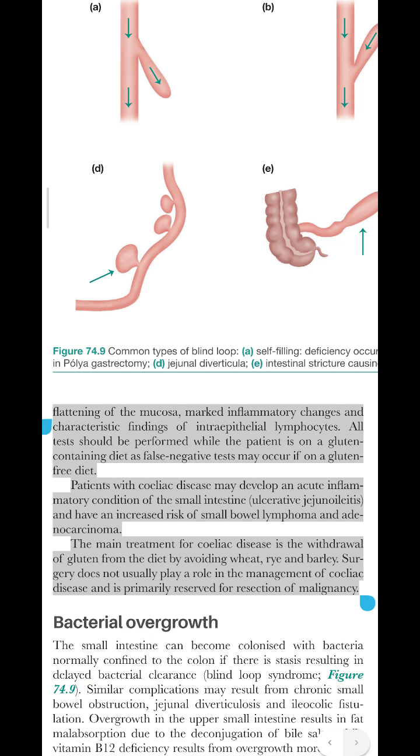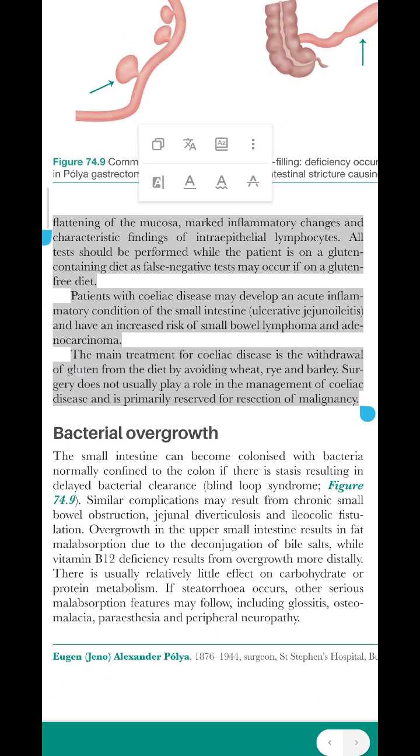All tests should be performed while the patient is on a gluten-containing diet, as false negative tests may occur if on a gluten-free diet. Patients with celiac disease may develop an acute inflammatory condition of the small intestine, ulcerative jejunoileitis, and have an increased risk of small bowel lymphoma and adenocarcinoma. The main treatment for celiac disease is the withdrawal of gluten from the diet by avoiding wheat, rye and barley. Surgery does not usually play a role in the management of celiac disease and is primarily reserved for resection of malignancy.